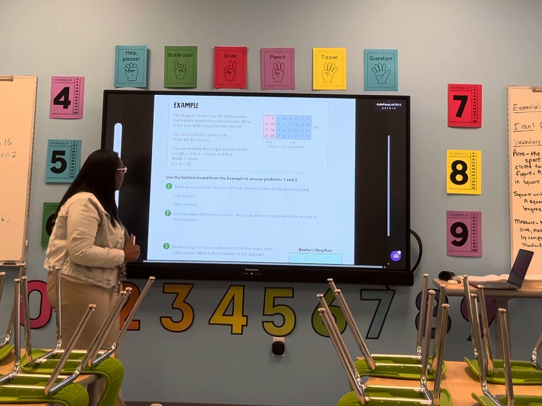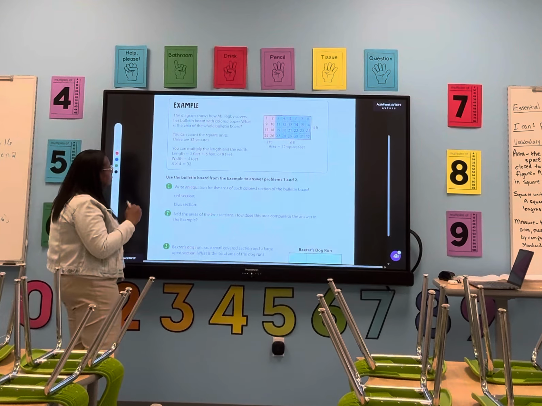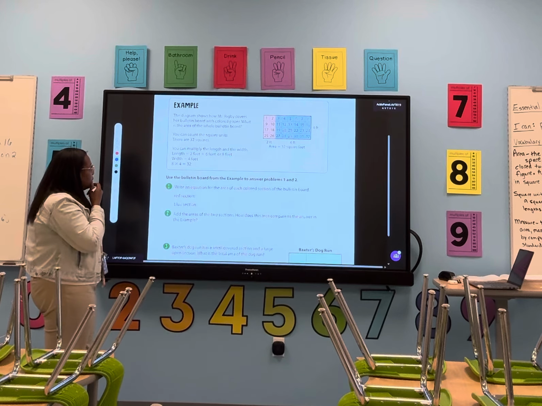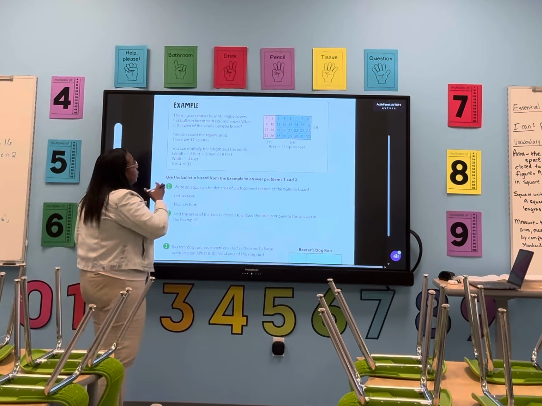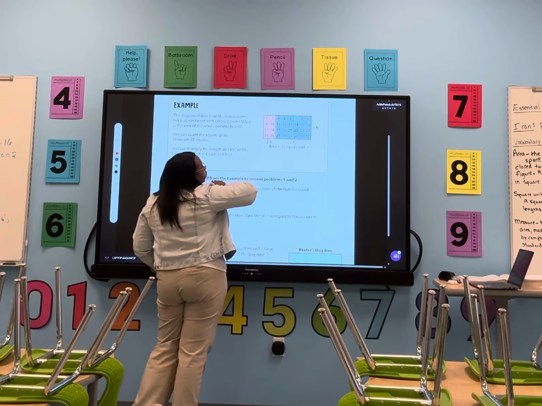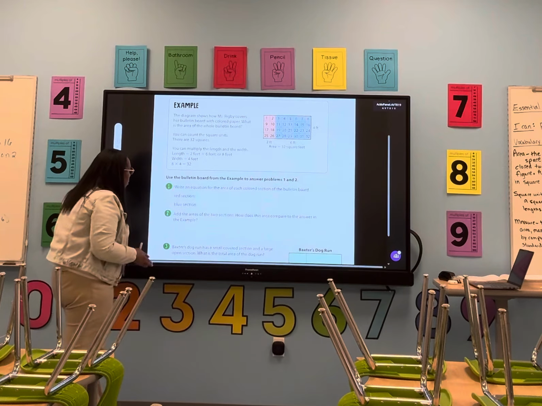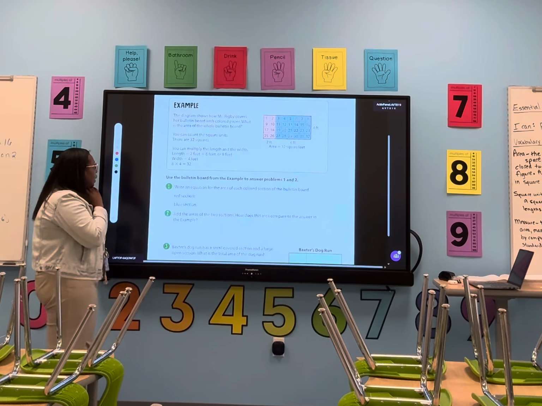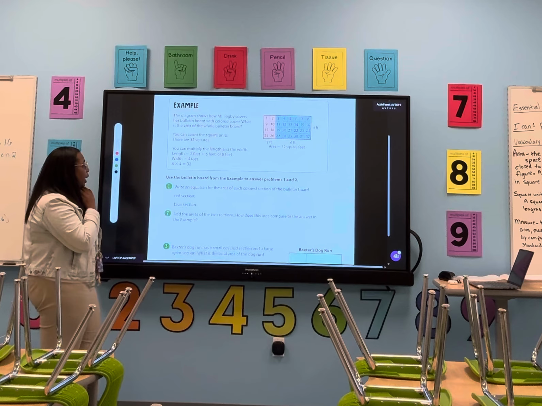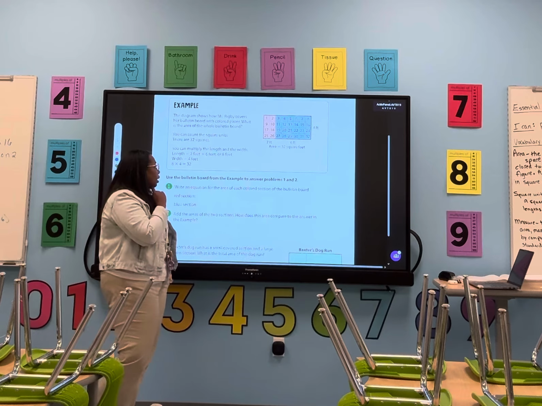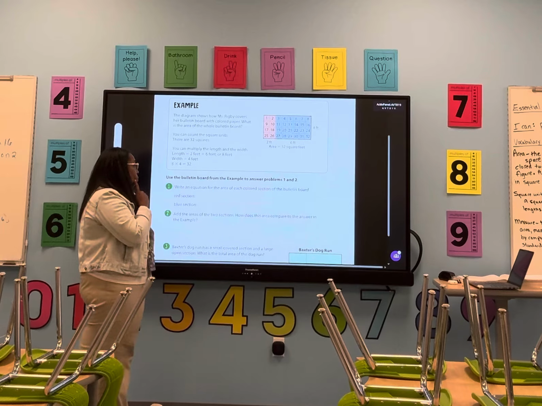Number 1 says, use the bulletin board from the example to answer problems 1 and 2. So they want us to use this drawing to help us answer numbers 1 and 2. Number 1 says, write an equation for the area of each colored section of the bulletin board.